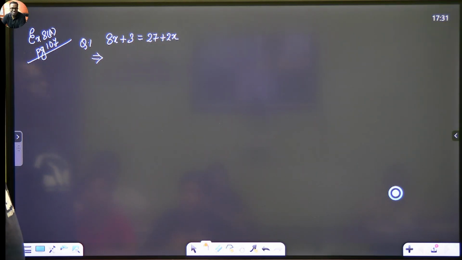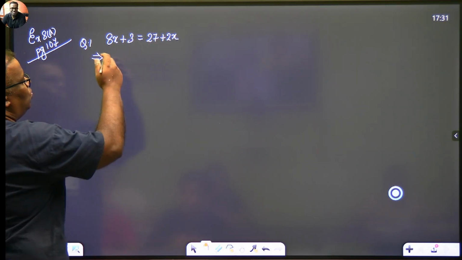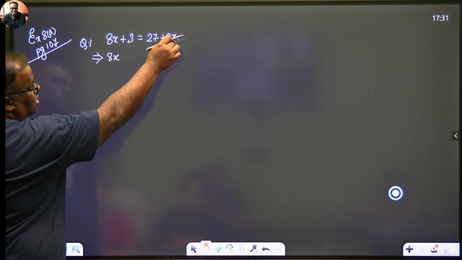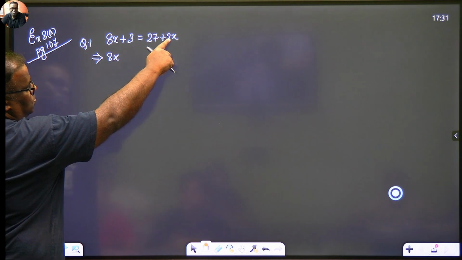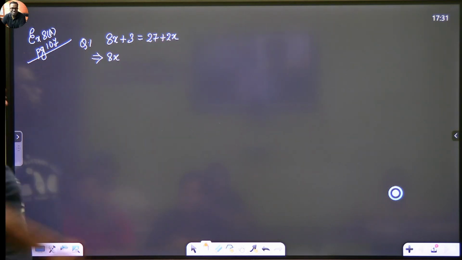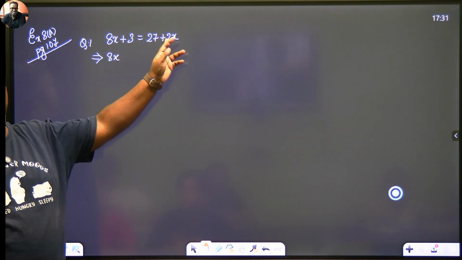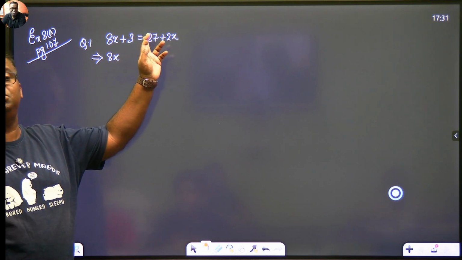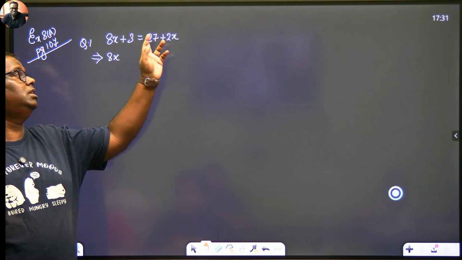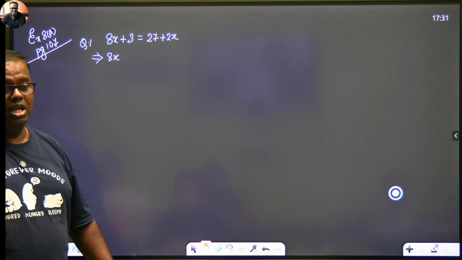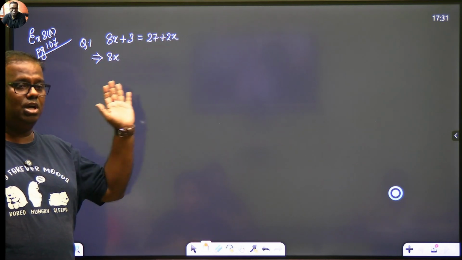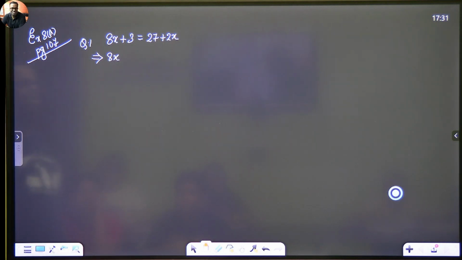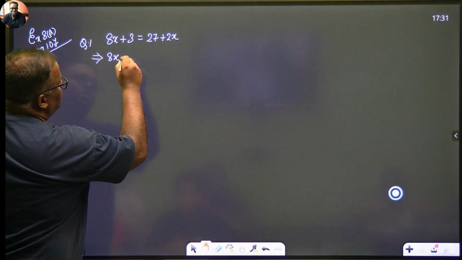And what we do, we bring the x's to one side. So I have an 8x. Since this is plus 2x, you should read the sign before 2x. What is it, beta? Plus. 27 is standing alone, but the sign before it, nothing is mentioned, means it's plus. If negative is there, negative will be mentioned. And we know the rules of transposition: a plus becomes a minus, a minus becomes a plus, vice versa. So 8x minus 2x.